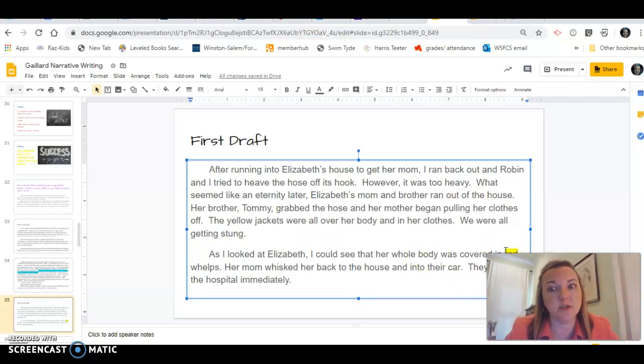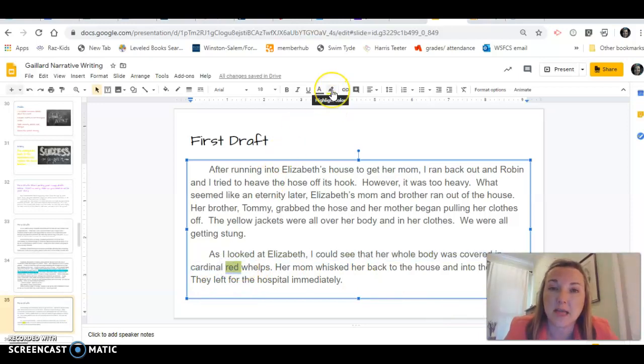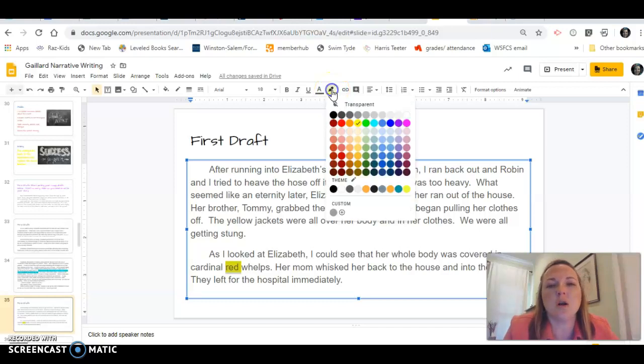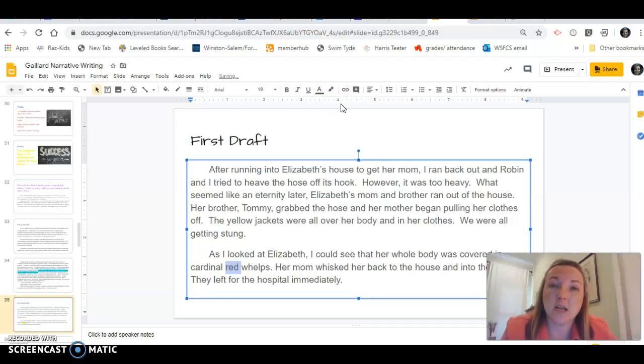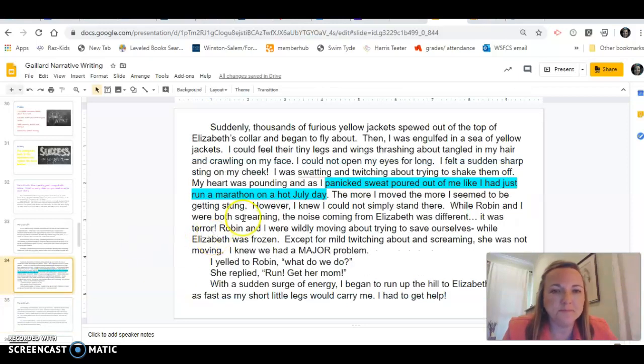All right, down here in red, right? We've talked about this a lot this year, right? Covered in cardinal red whelps. Changing my color words. Color words and adjectives are easy ones to enhance, to either describe something else that has that specific color or just add a different word for that. Those are easy places to make some switches. Okay. All right, moving on.